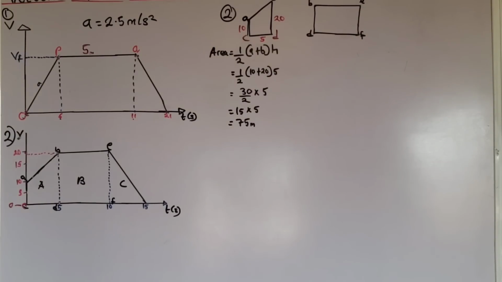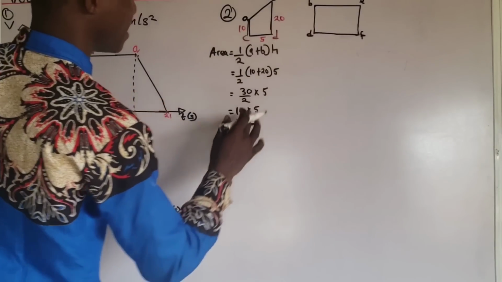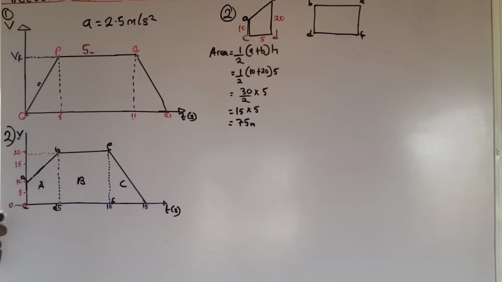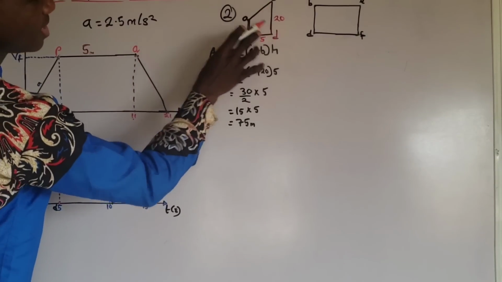Length times breadth. Okay, so let us label the side. What is the length of BD? The length of BD is 20. You understand? I've already explained it. The length of BD is 20.